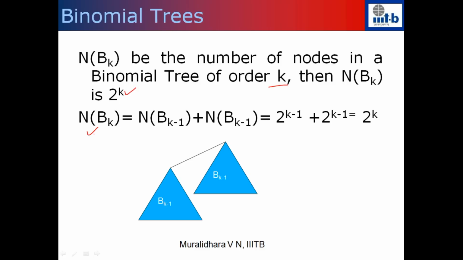So the number of nodes in B_k will be exactly equal to the number of nodes in B_{k-1} plus the number of nodes in B_{k-1}, right? By induction, the number of nodes in B_{k-1} will be exactly equal to 2 to the power k minus 1. So this is 2 into 2 to the power k minus 1, which is exactly equal to 2 to the power k. So this implies that the number of nodes in a binomial tree of order k is exactly equal to 2 to the power k.